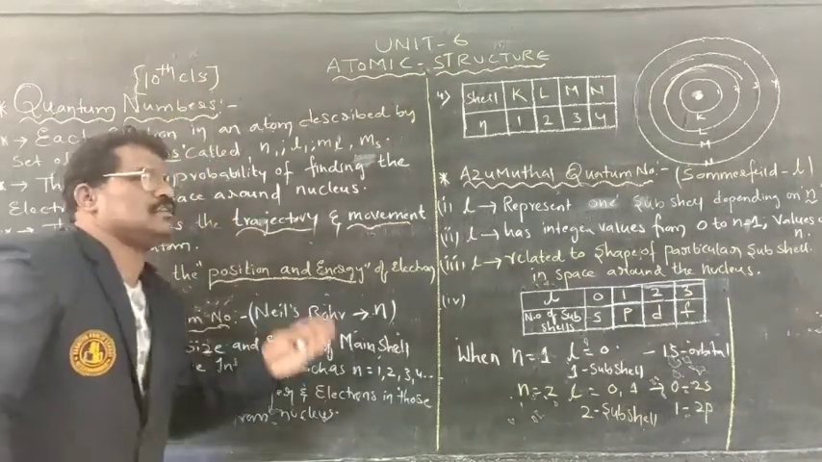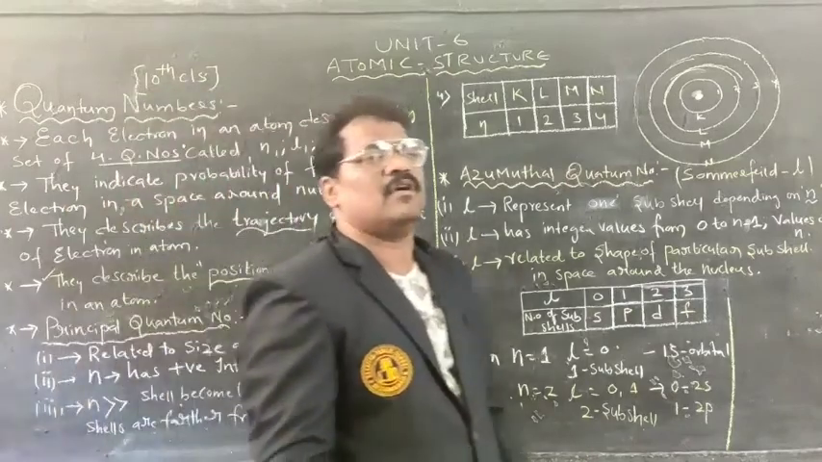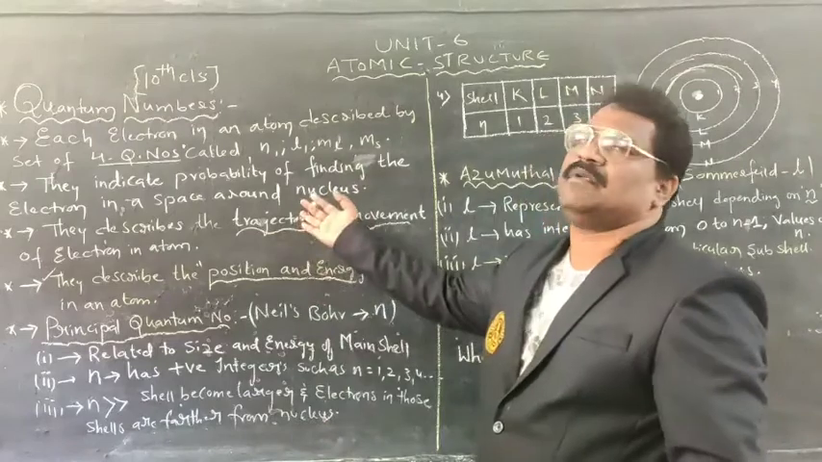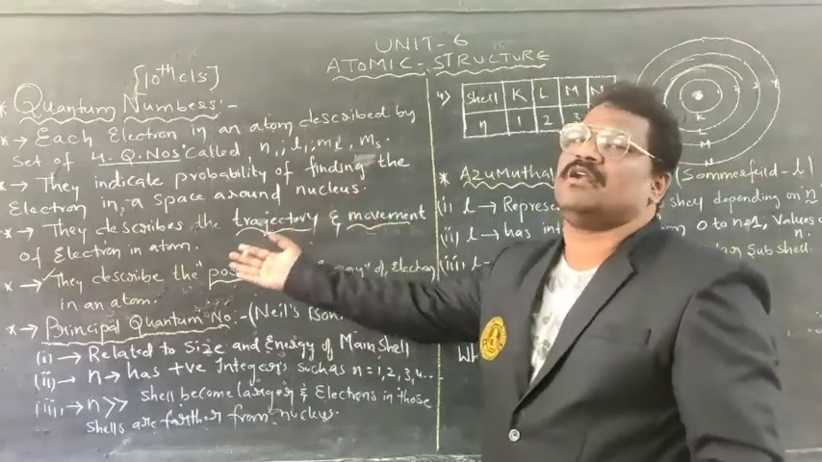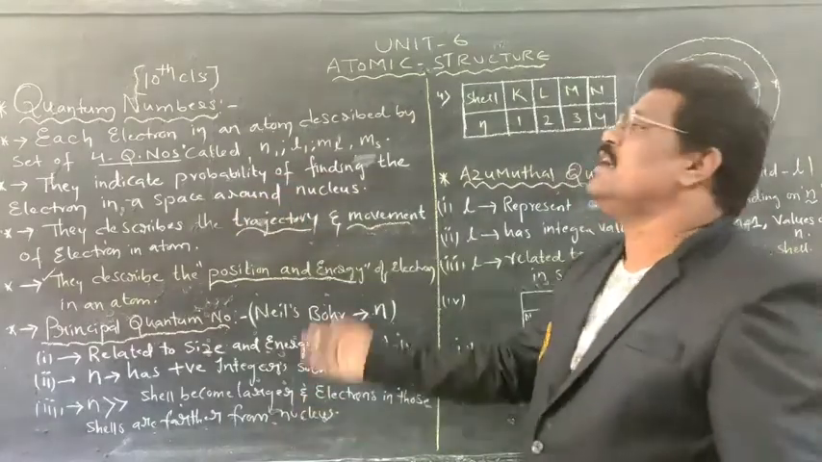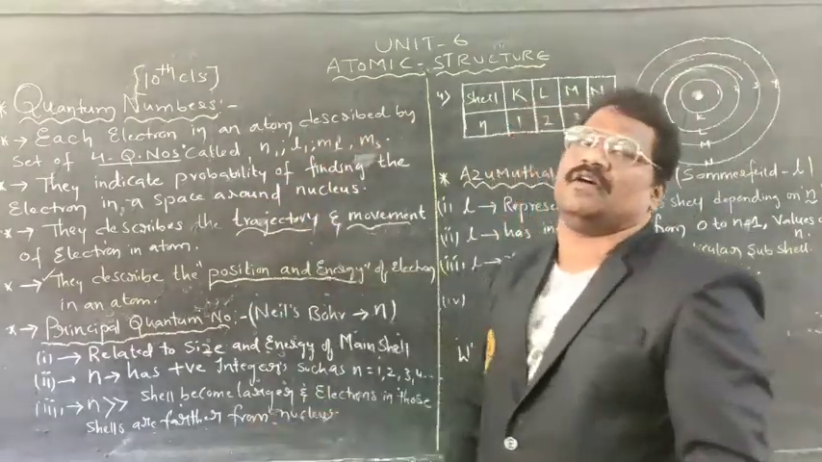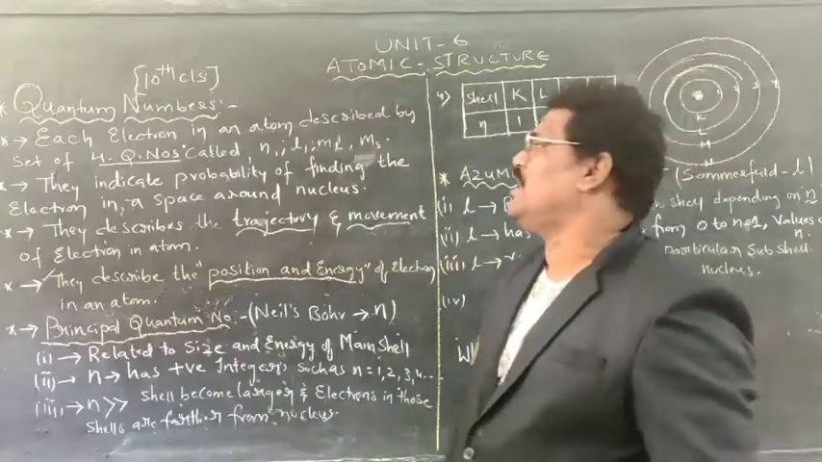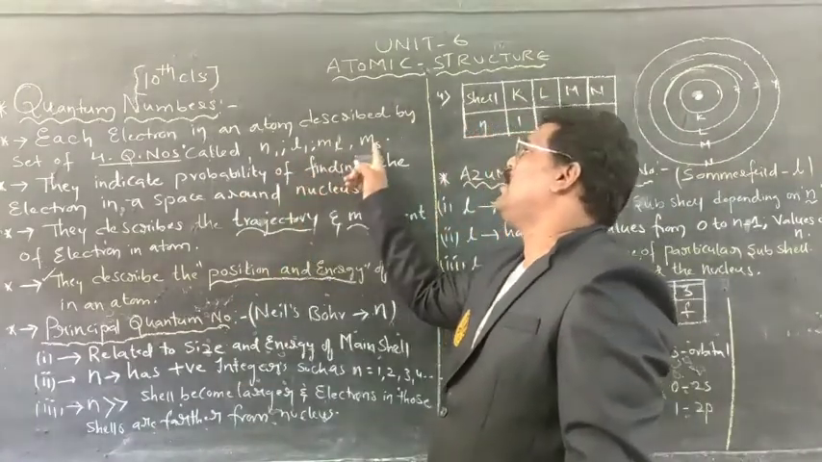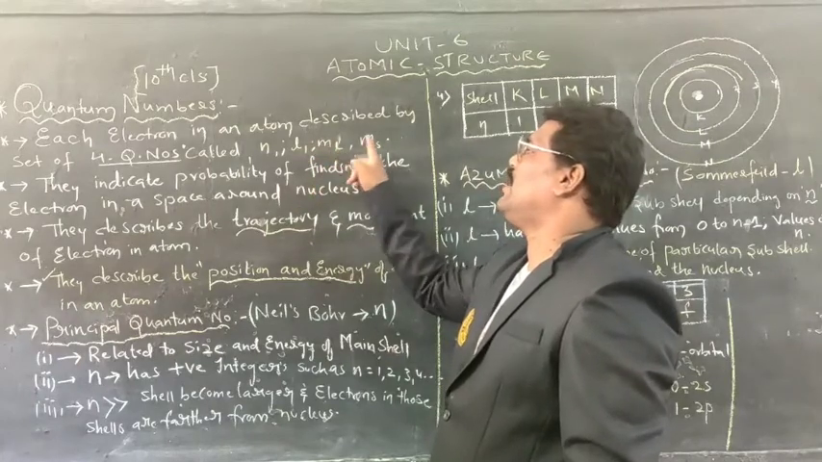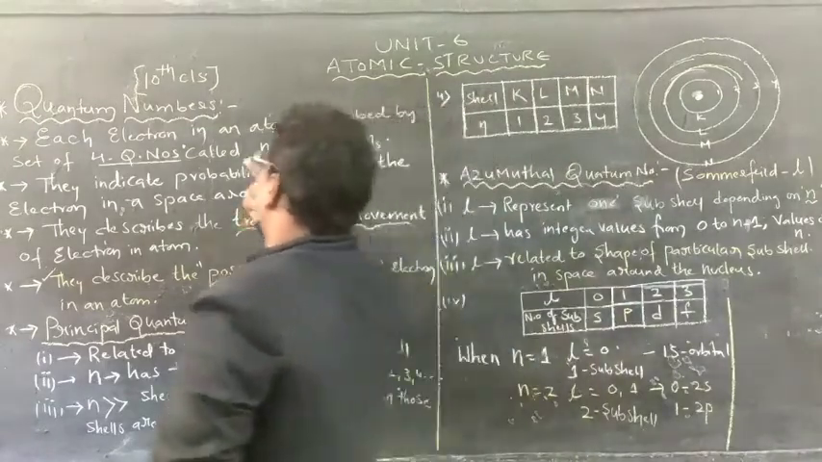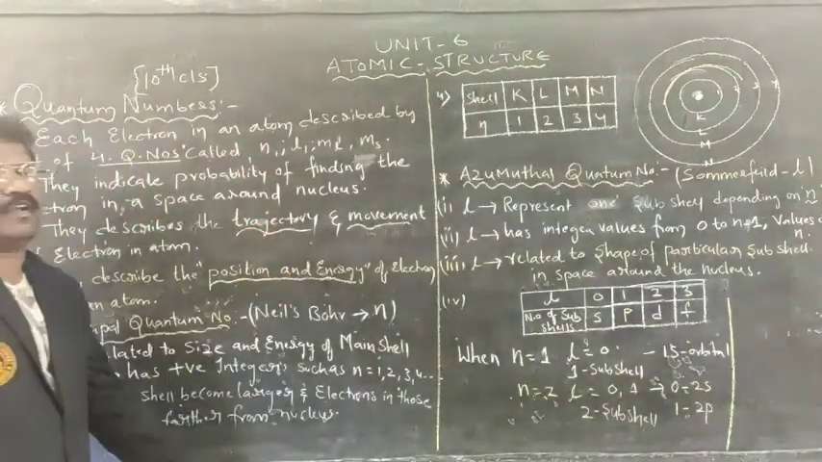This is the total concept about quantum numbers to some extent. Quantum numbers describe the trajectory as well as the momentum of an electron in an atom, and the position and energy of an electron in an atom. To explain that, 4 quantum numbers are used: N is the principal quantum number, L is the azimuthal quantum number, ML is the magnetic quantum number, and MS is the spin quantum number. Individually, one after the other, we will go into a detailed explanation.